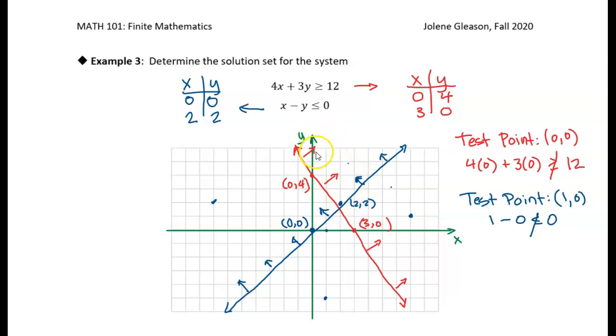So the portion I want to shade here, maybe I'll shade it in green. The portion I want to shade is this region right here. It's all of that. It's that region right there. Those contain the points that satisfy both. Okay. Hopefully that made sense. So I'll meet you in the next video for the next example.